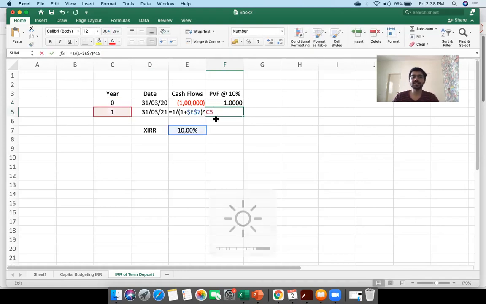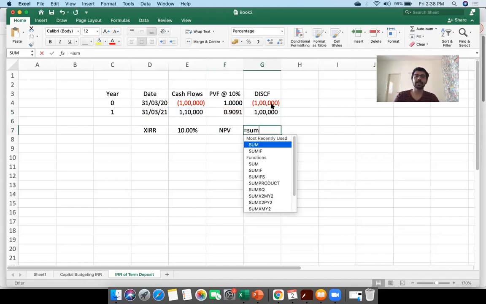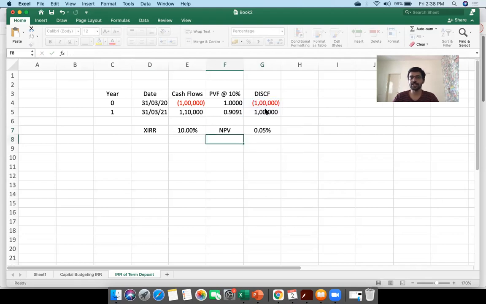Now what this is doing is calculating the present value of $1 to be received at the end of 1 year. This 0.9091 is the present value of $1 to be received at the end of 1 year, right? So these are the present value factors. And now I calculate the discounted cash flows, which is the cash flows multiplied by the respective present value factor, right? And then I calculate NPV as the sum of these two numbers, and the NPV is actually zero, right?